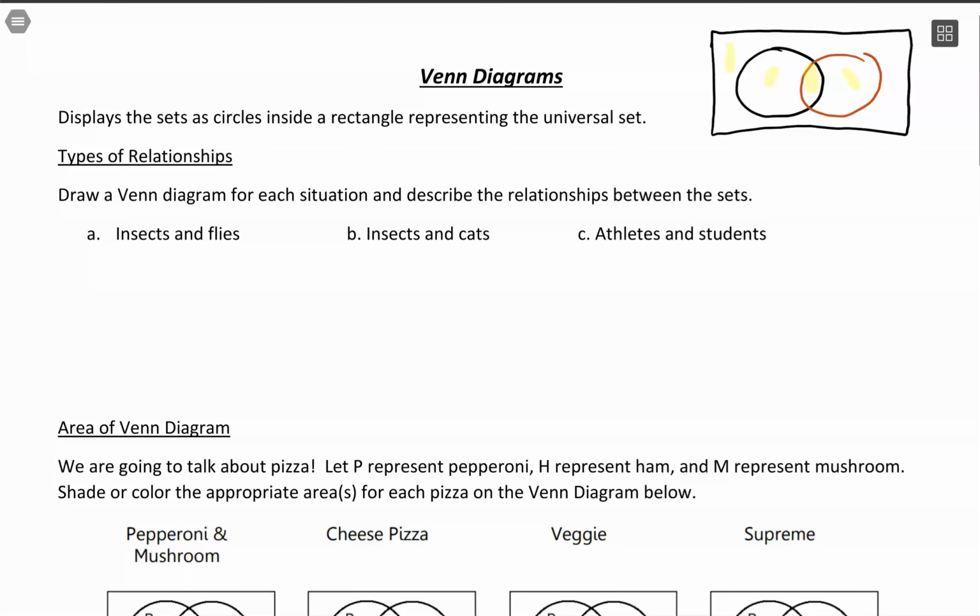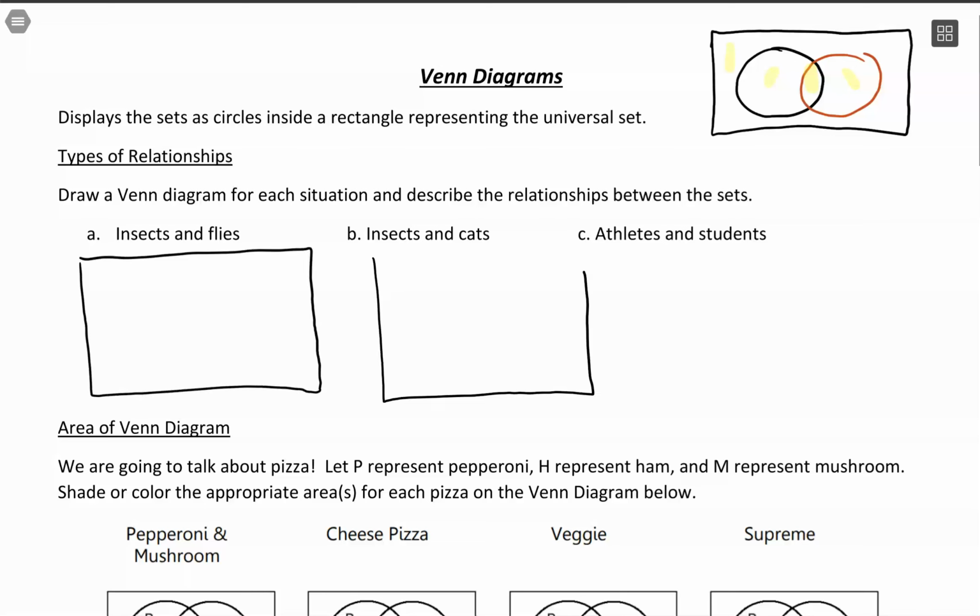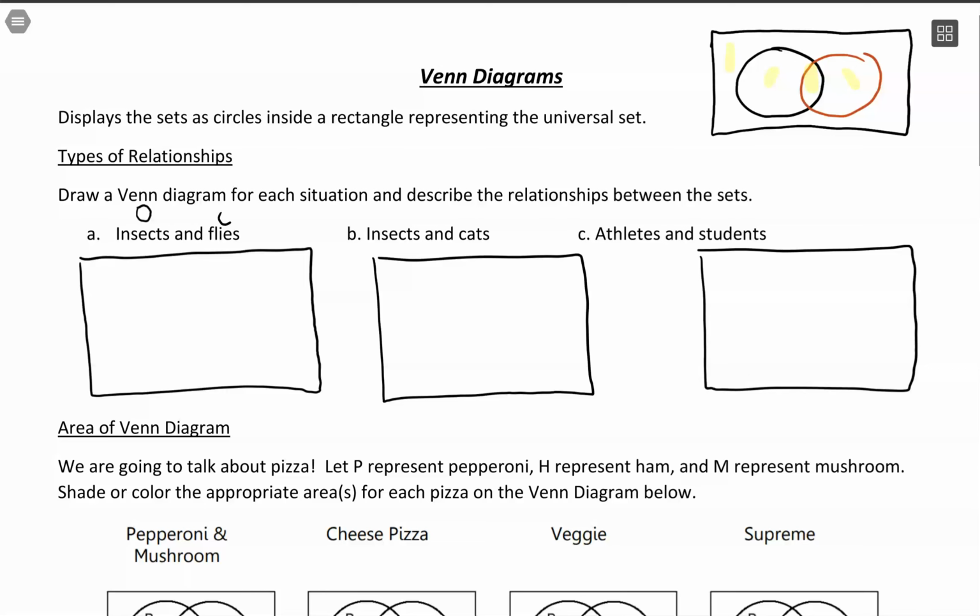So first thing, let's go through 3 examples here just to get a feel for how these Venn diagrams display. So what I'm going to do is draw some Venn diagrams. Actually, I'll just go ahead and draw 3 rectangles here to represent my 3 universal sets. Alright, in this first one, I'm going to look at these 2 groups. So I'm going to have these 2 circles. One circle is going to represent insects, and one circle is going to represent flies.